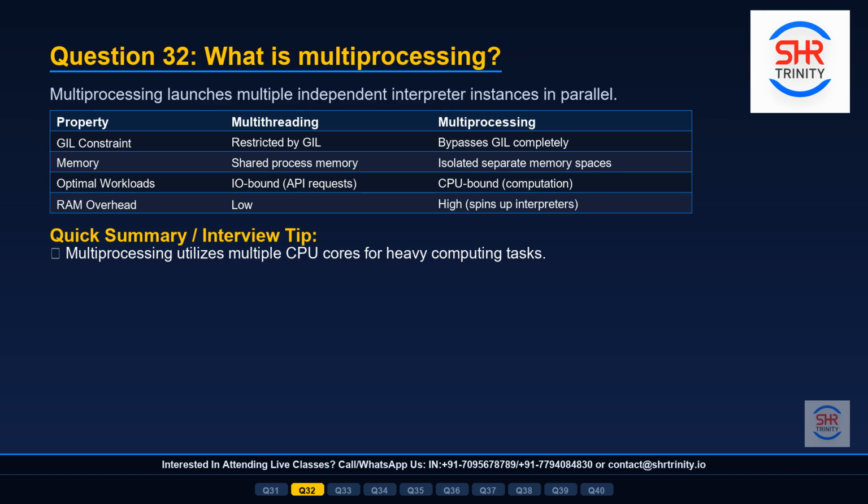This means multiple processes can run on multiple CPU cores simultaneously in true parallel. This is perfect for CPU-bound tasks like image processing, numerical calculations, or machine learning data pre-processing. The trade-off is higher memory usage because each process loads its own copy of the interpreter. Use threads for I/O-bound tasks. Use multiprocessing for CPU-heavy computation.